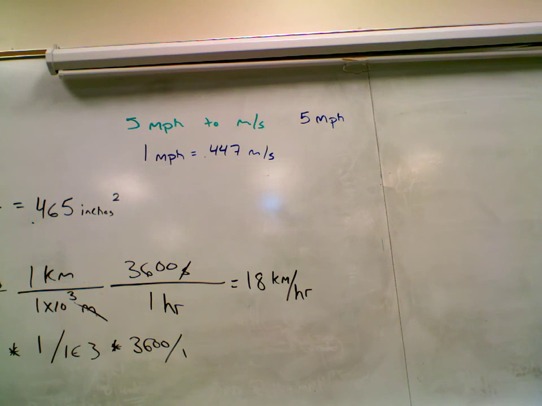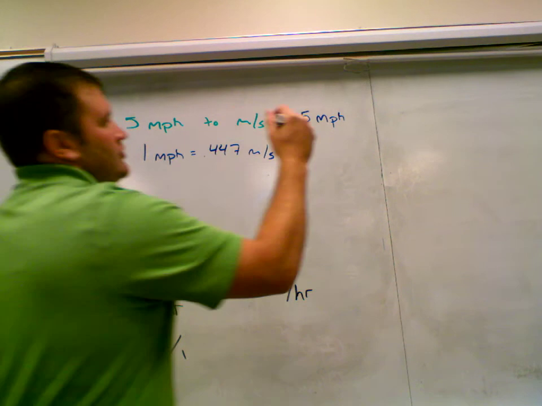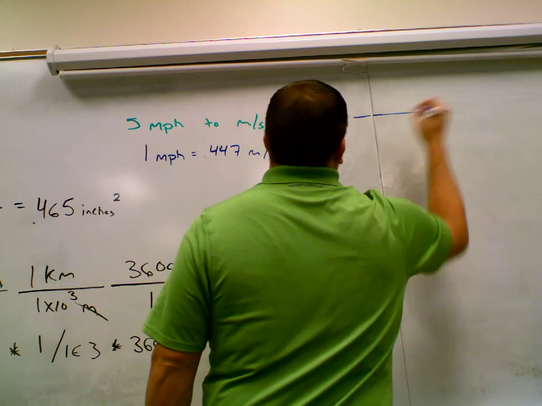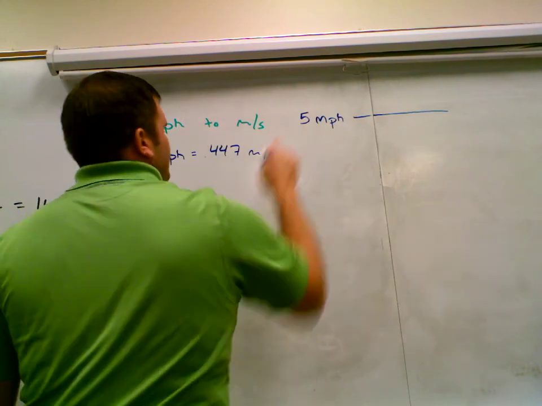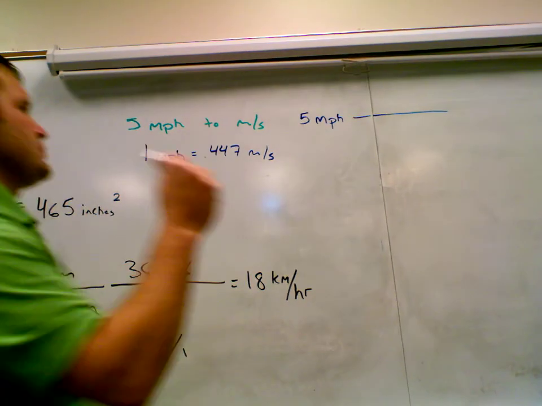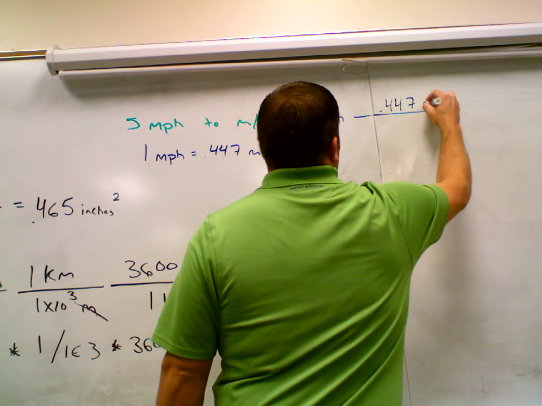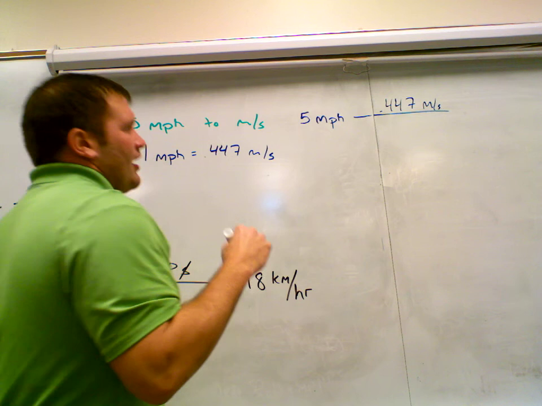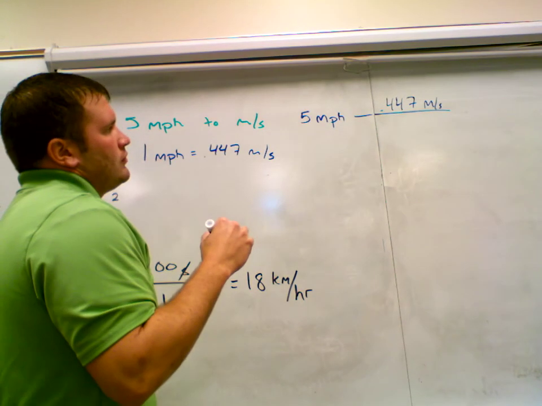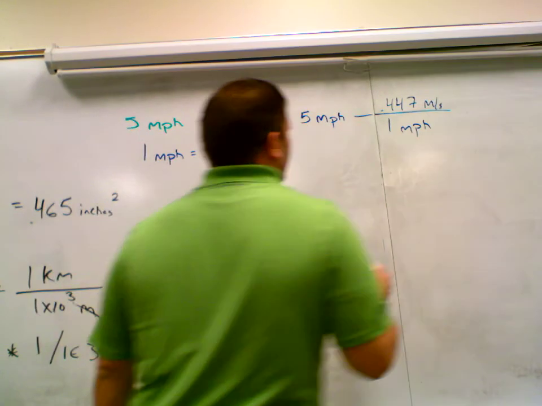Now, if I was going to go miles to meters and hours to seconds, then I would need 2. But since I have 1 conversion that encompasses it all, I just need 1 conversion. Okay? So my 1 conversion. Now I'm in miles per hour, so which one goes on top? Meters per second. So 0.447 meters per second goes on top. And what goes on bottom? 1 mile per hour.